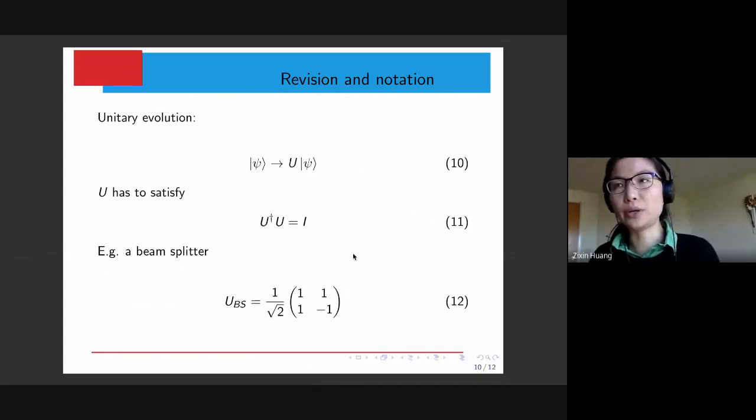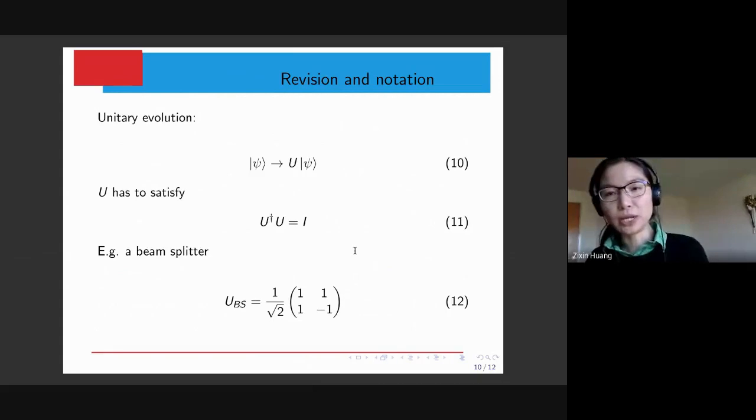If you want to encode a qubit, basically all you need is a quantum system that has two levels. The two encodings may be path or polarization. I'll show you a quick example of what these can look like.